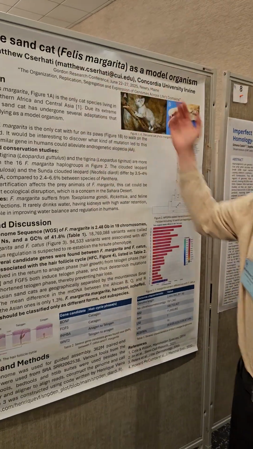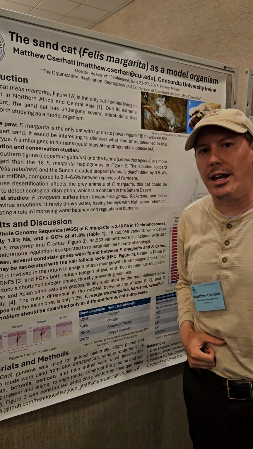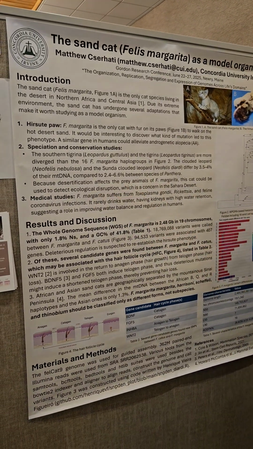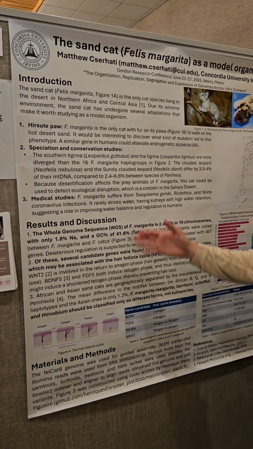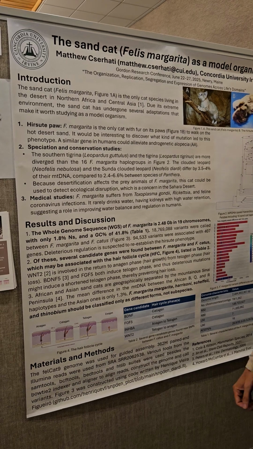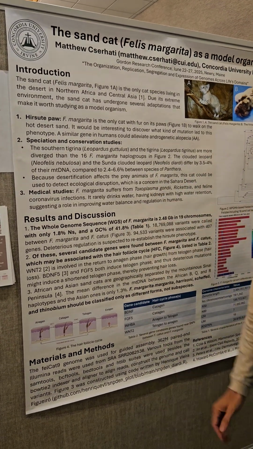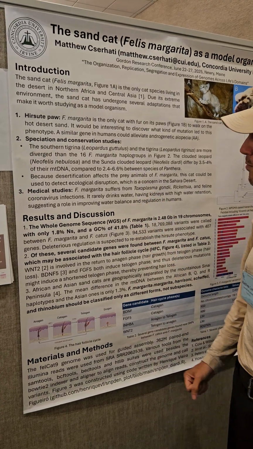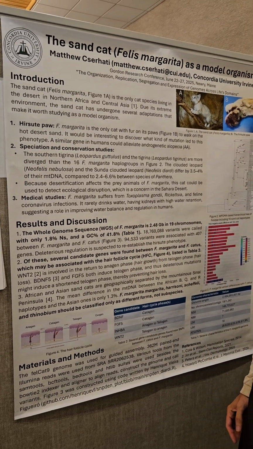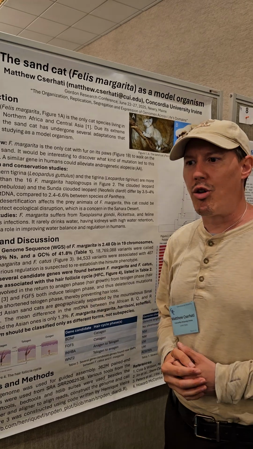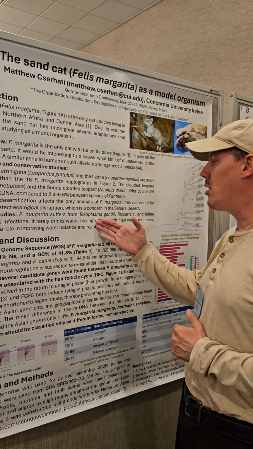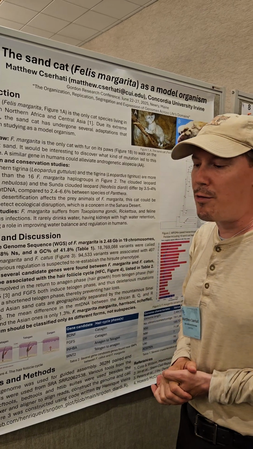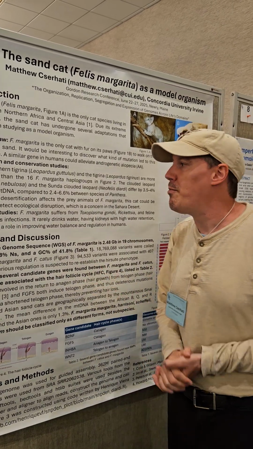And so, as the title says, what are the reasons for using the Sandcat as a model organism? First of all, we can use it in medical studies. This animal suffers from different microbial infections, being a small animal, with 27,000 individuals all across the world. It rarely drinks water since it's a desert animal, so it must have a very interesting, unique kidney morphology. Perhaps we can use it for nephrology studies.